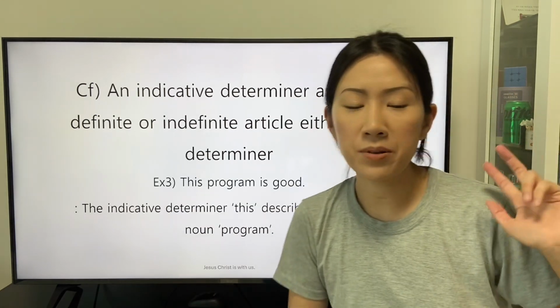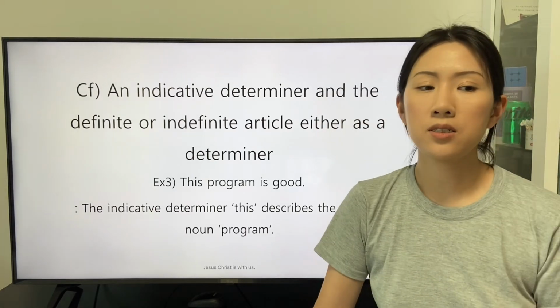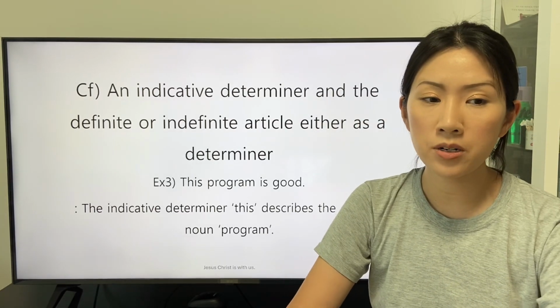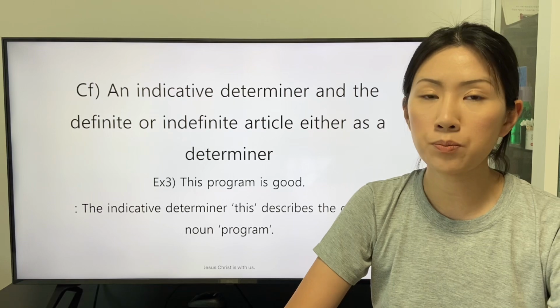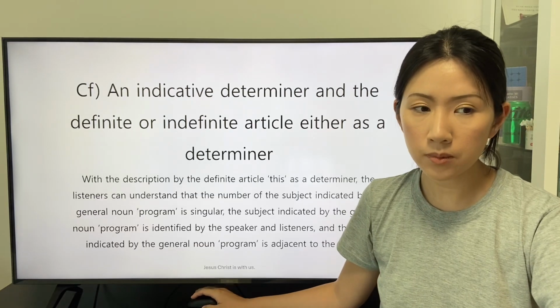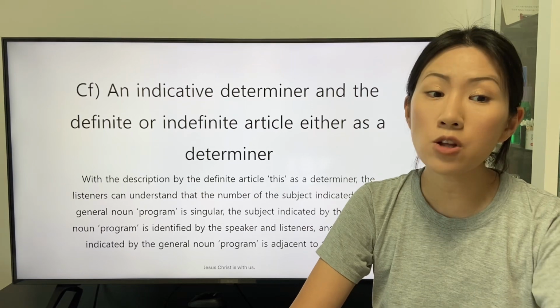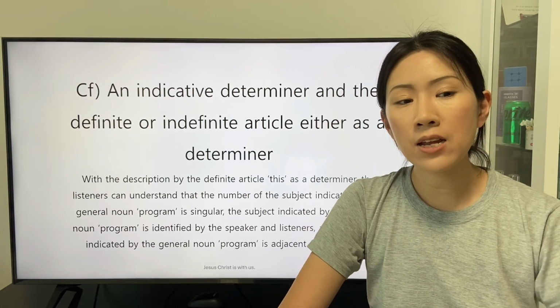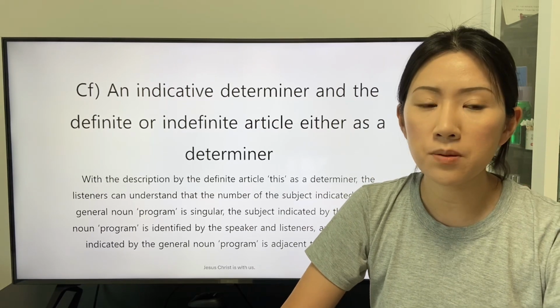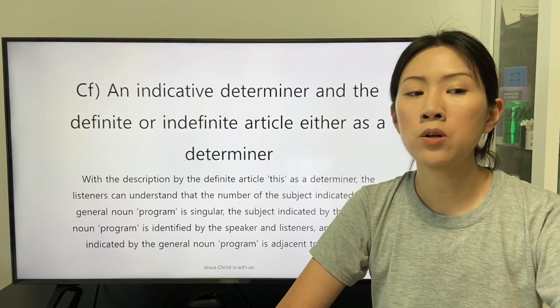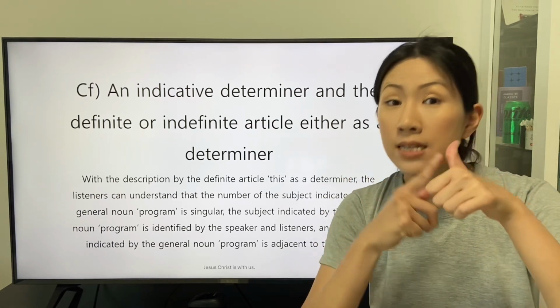The third example is this. This program is good. The indicative determiner this describes the general noun program. With the description by the indicative determiner this, the listeners can understand that the number of the subject indicated by the general noun program is singular.